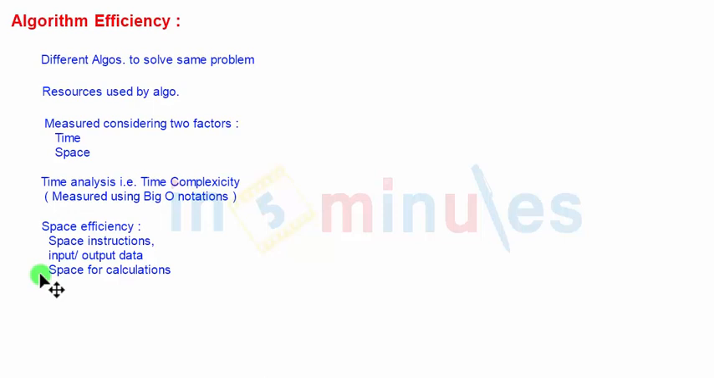Space efficiency is measured in terms of the total amount of space taken by the algorithm to run. It is space taken by instructions and program, space taken by input data, space taken by the result to be produced, that is output data, and the space taken for the internal calculations. So that is all about algorithm efficiency.